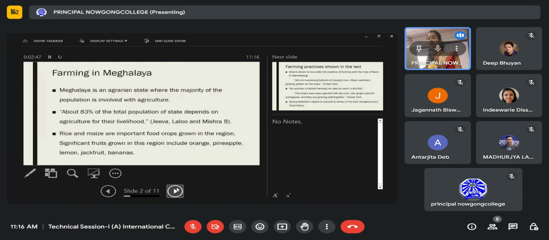Now, let us look at farming in Meghalaya. About 83% of the total population of the state depends on agriculture for their livelihood. The major crops grown are rice, maize, orange, pineapple, lemon, jackfruit, bananas. All of these food crops are found in this region.